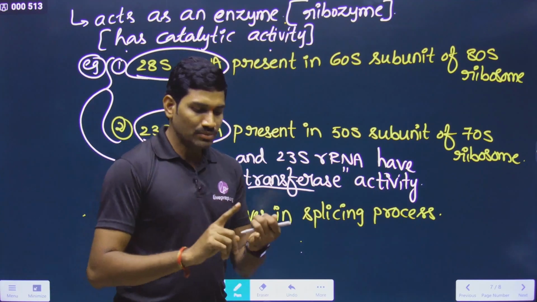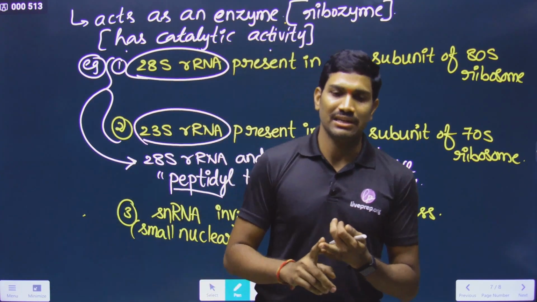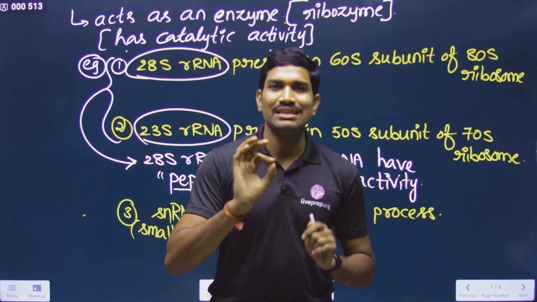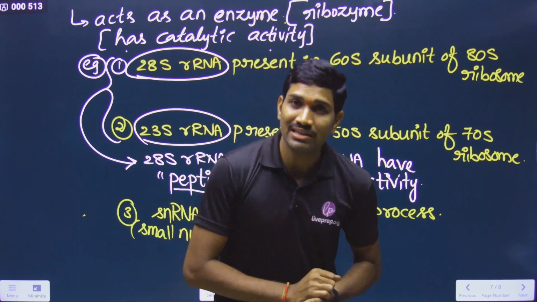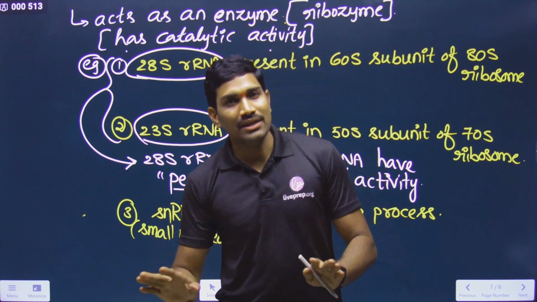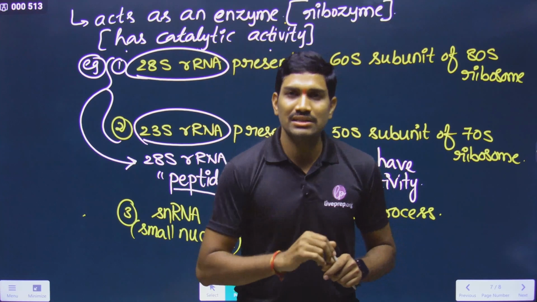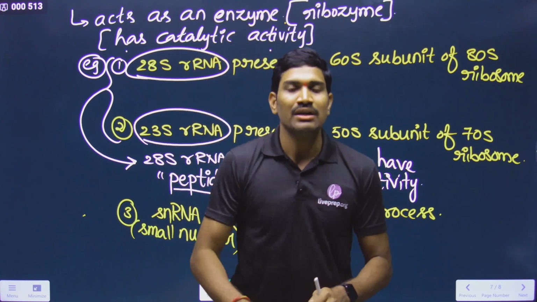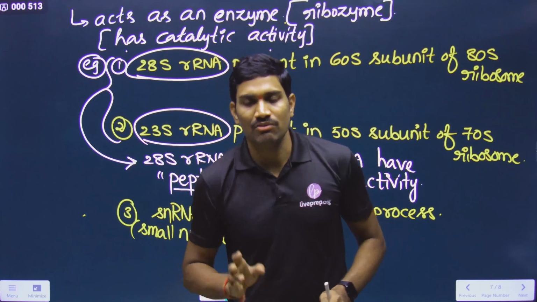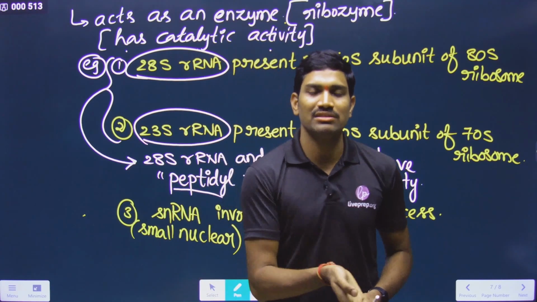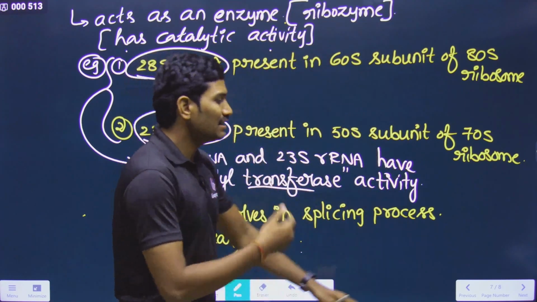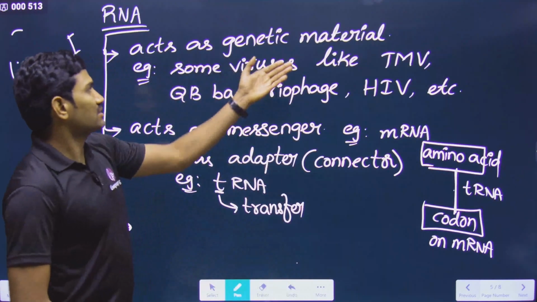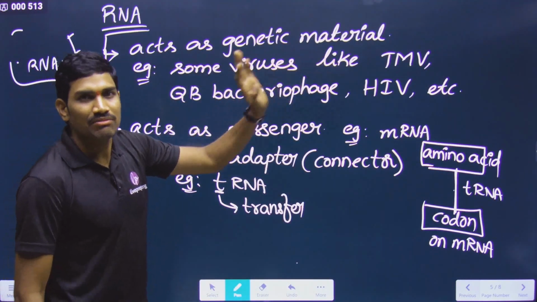Nucleic acids are of two types, one is DNA and the other one is RNA. DNA has only one function, that is acting as genetic material. And where will it act as genetic material? All 5 kingdoms and some viruses. What is the sentence given in NCERT? Most of the organisms, because they are considering viruses also. That's why they are saying most of the organisms. Then what about the others? Some viruses. What is the genetic material? RNA is the genetic material in some viruses.